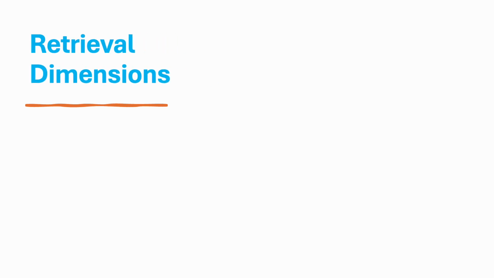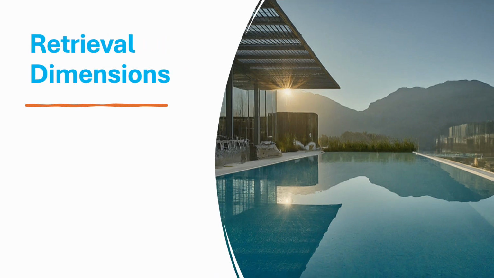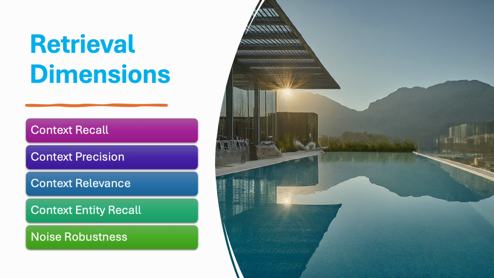So the retrieval component of a RAG pipeline is responsible for finding relevant information from the knowledge base. There are several dimensions to evaluate this component. Context recall measures how well the retrieved context matches the ground truth, ensuring that the pipeline retrieves all the relevant information. Context precision evaluates whether the retrieved content contains irrelevant information compared to the ground truth. Context relevance measures the relevance of the retrieved content to the provided context or query.